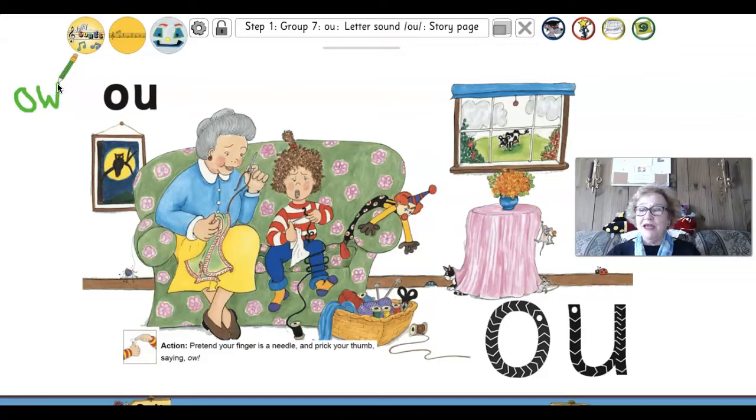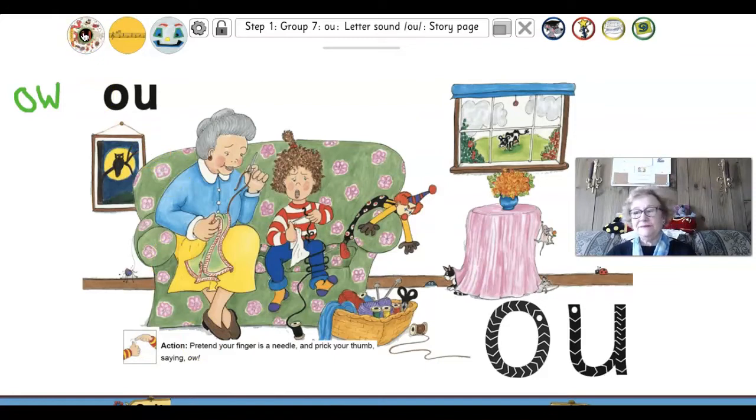Now, the tricky thing about OW is it has two sounds. It has the ow sound and the O sound. So when you see a word or want to write a word with OW, remember, first try ow, then try O. Let's listen to our ow song, see if you can sing along.